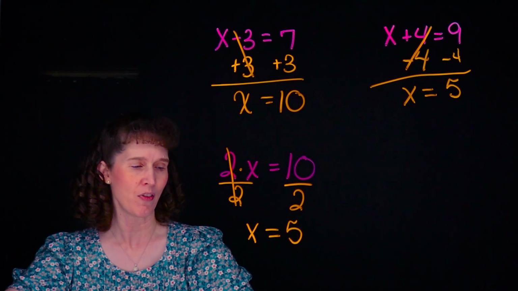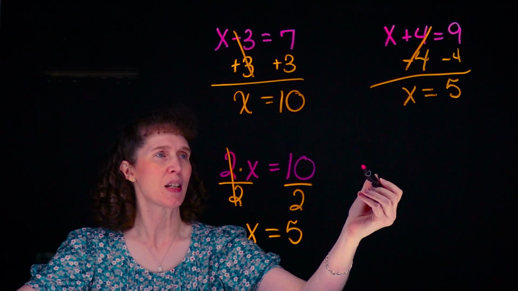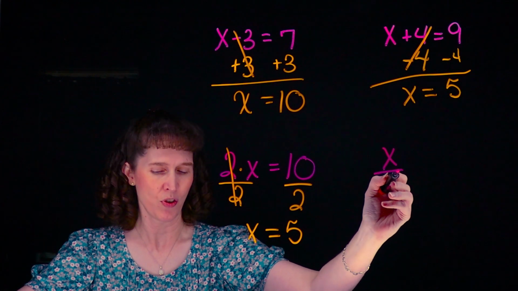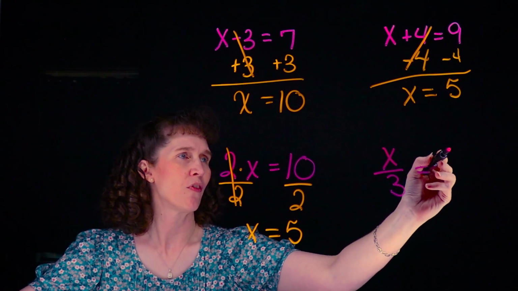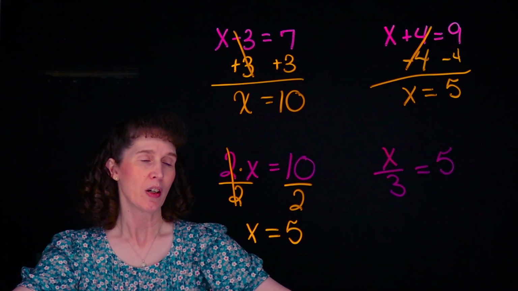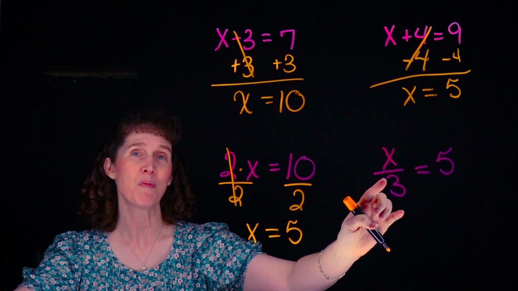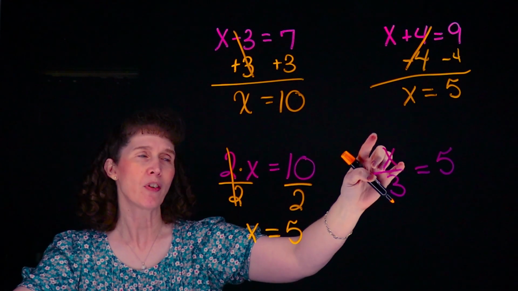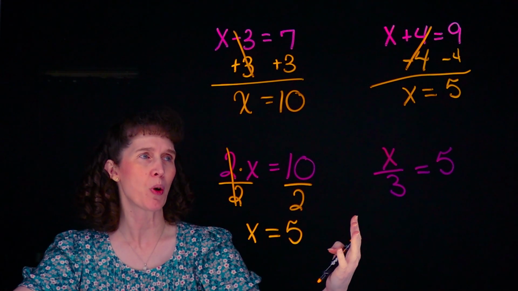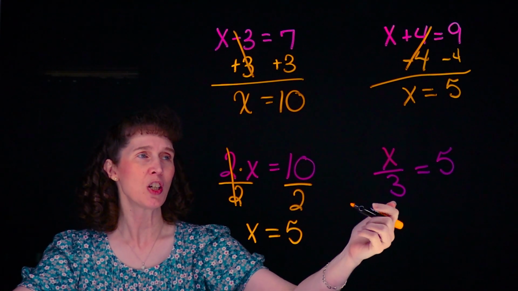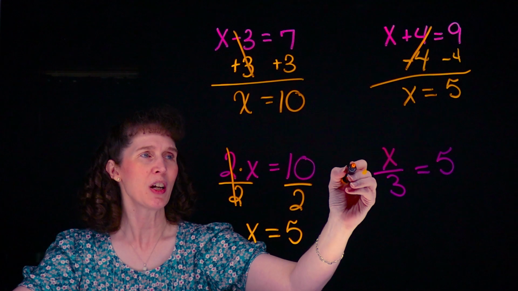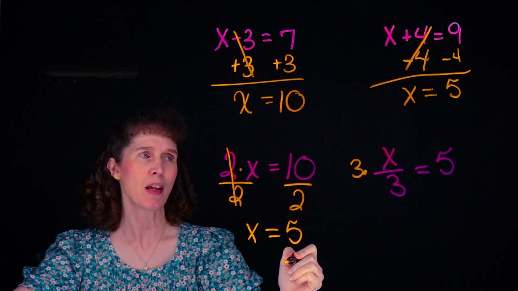So x equals 5. Let's look at one last one here. We've got x over 3 equals 5. The same thing applies to this one. We want x by itself over here, so we need to move the 3. Anytime you have a fraction, it's just a division problem. The opposite of division is multiplication, so we're going to multiply this by 3.